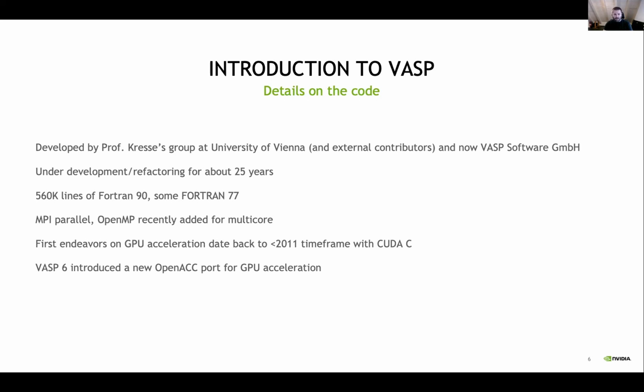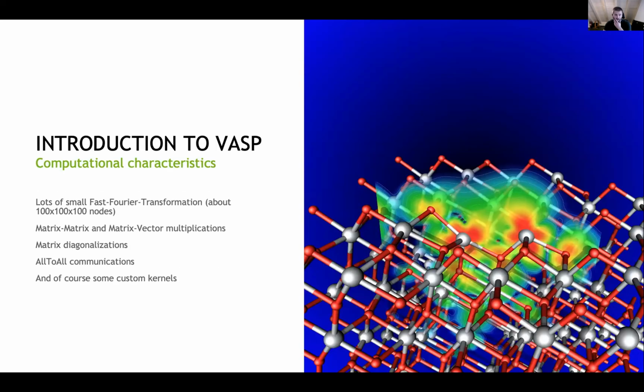In terms of the frameworks to use parallel architectures, there is MPI. They had OpenMP added for the CPU parallelization. And then even before 2011, there were the first endeavors to leverage GPU acceleration, but then with CUDA-C. I'll get back to why that was in a minute or so. And most recently, with the introduction of VASP 6, 3 years ago, they added a new OpenACC port for GPU acceleration. And I'll tell you why they switched later in this presentation.